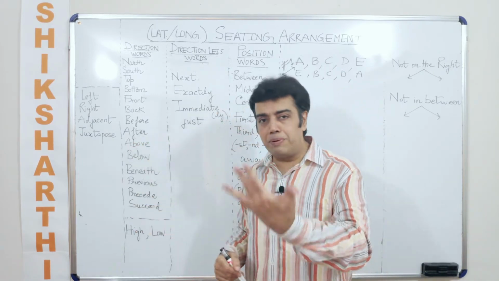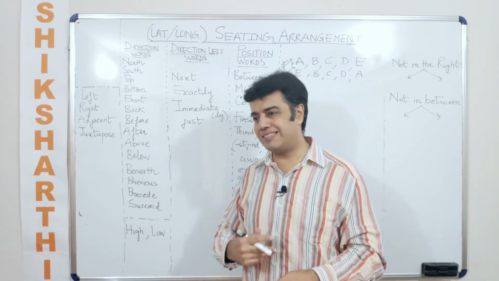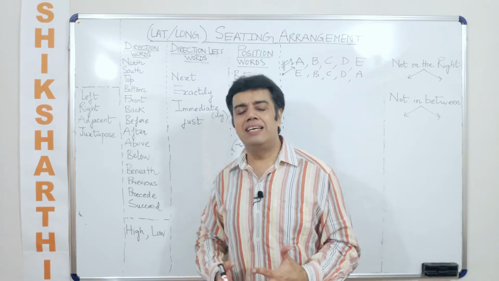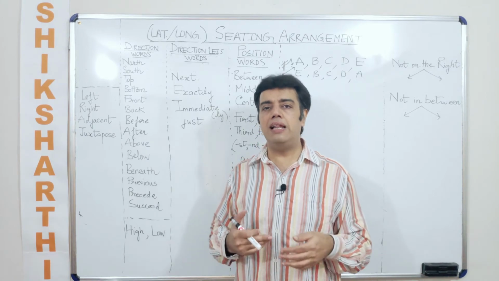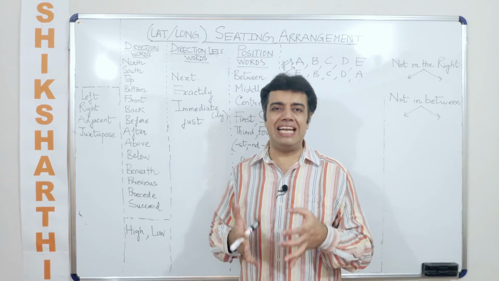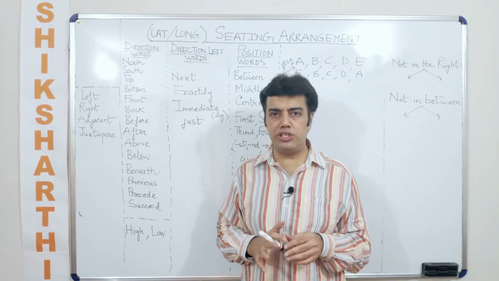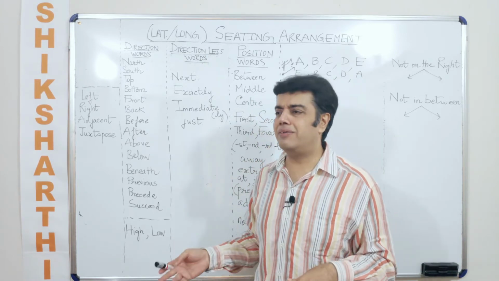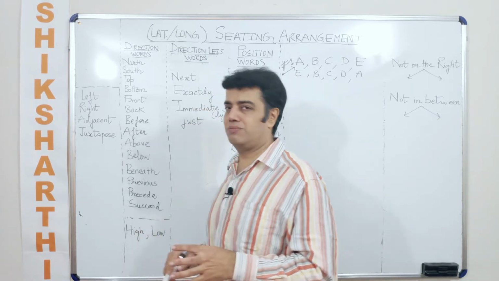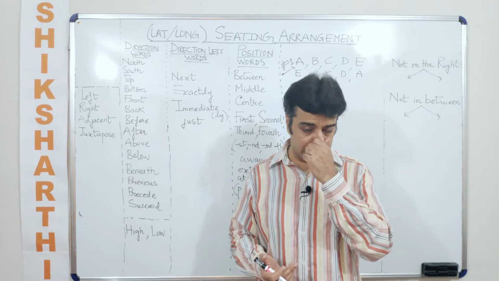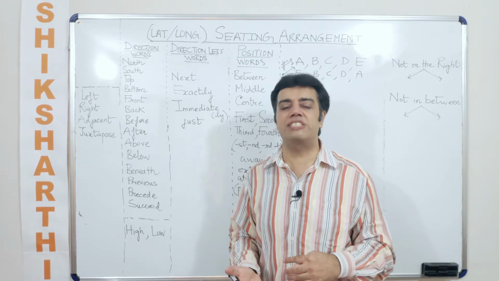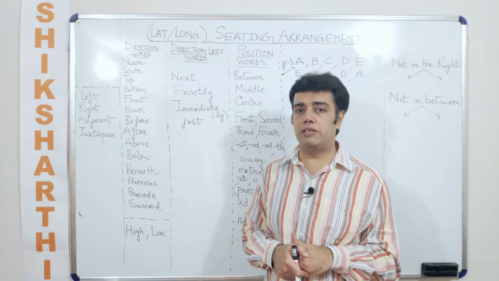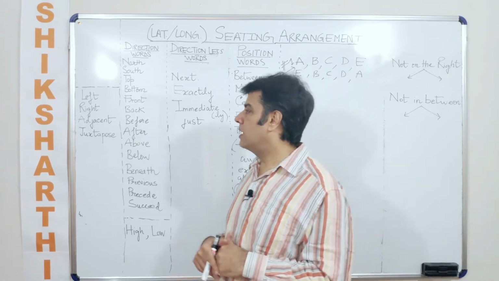Before, after, above, below, beneath, previous, succeed, precede. These are some words which are generally used in a longitudinal linear arrangement. At the same time, we should not forget words like high and low. I mean, I'm just giving you a perception. The rest is up to you. It is dependent on the question that you're doing and the thought process which goes by while you are solving a question.